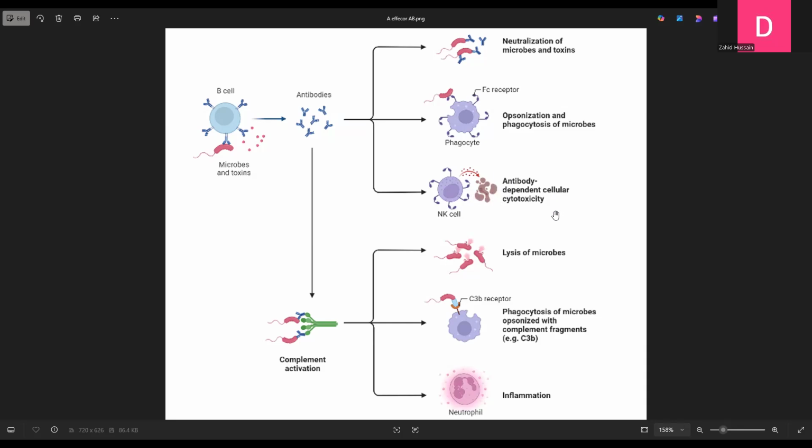So here you can see that the FC part is a very important part, which is helping to perform the functions of the antibodies. The FAB part is just marking the microbe, and the FC part is helping to inform and activate the different components of the immune system, and then it will help in the destruction of the microbe.